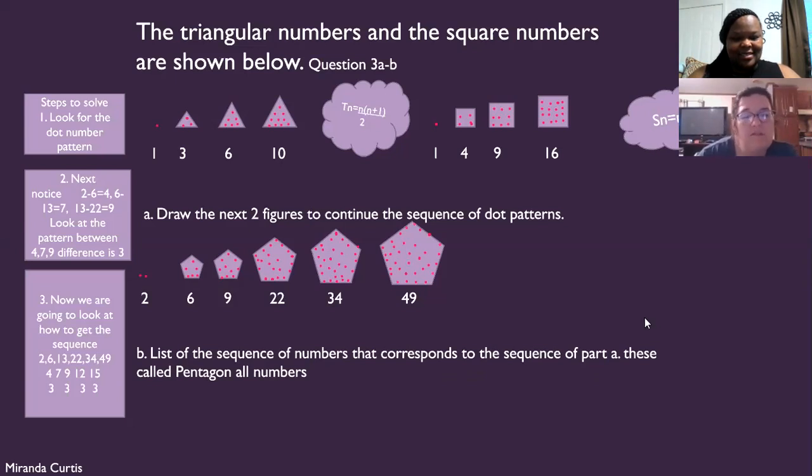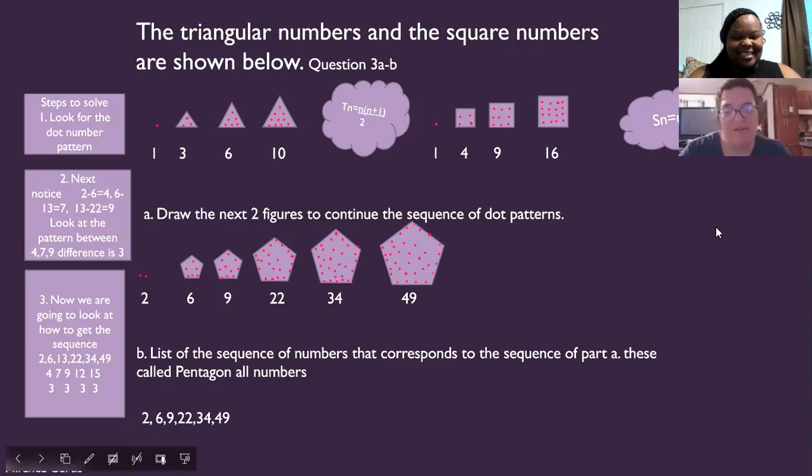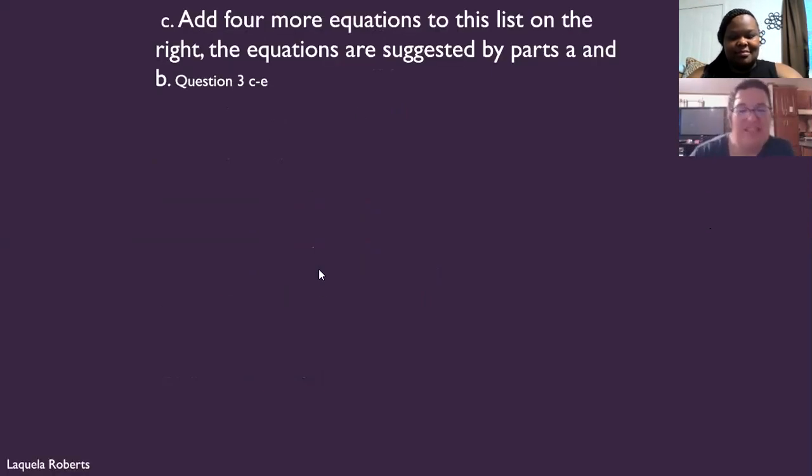A list of the sequence of numbers that corresponds to sequence part A, and these are called pentagonal numbers. You can click one more time. So we looked at our sequence and it's 2, 6, 13, I know it's supposed to be 13, 22, 34, and 49. Ms. Dominique, will you click one more time for me? I should have not put so many transitions.